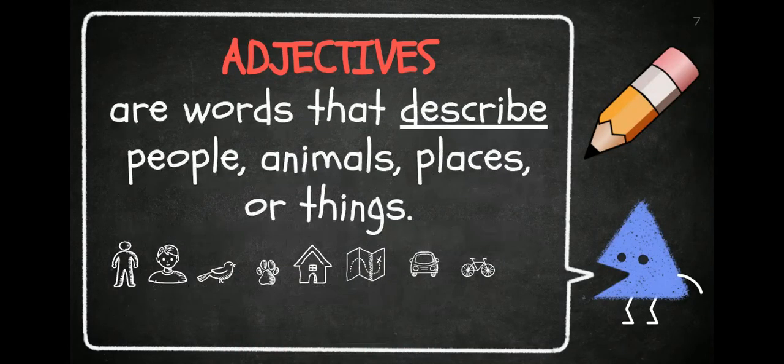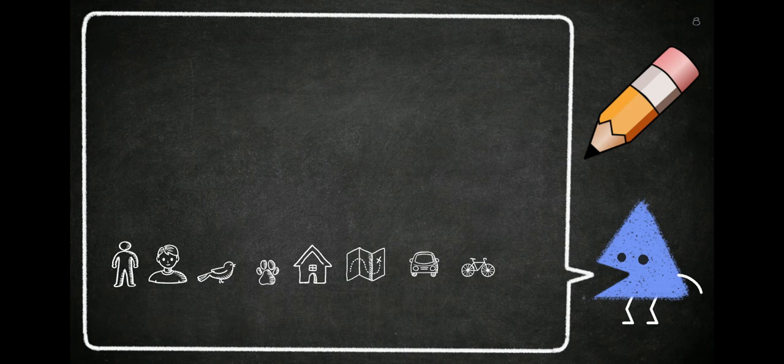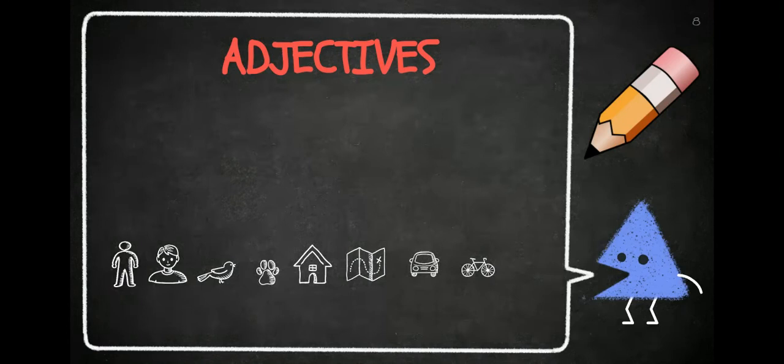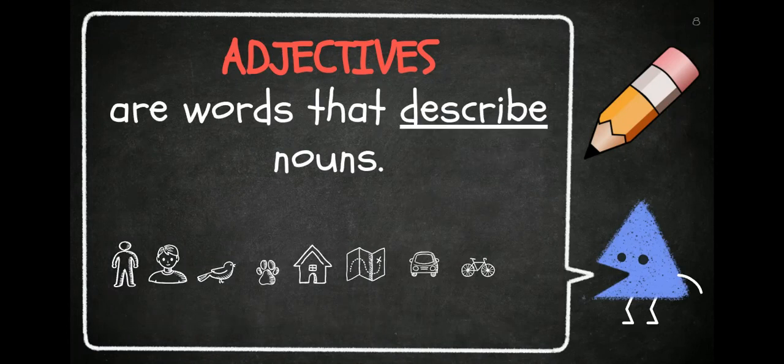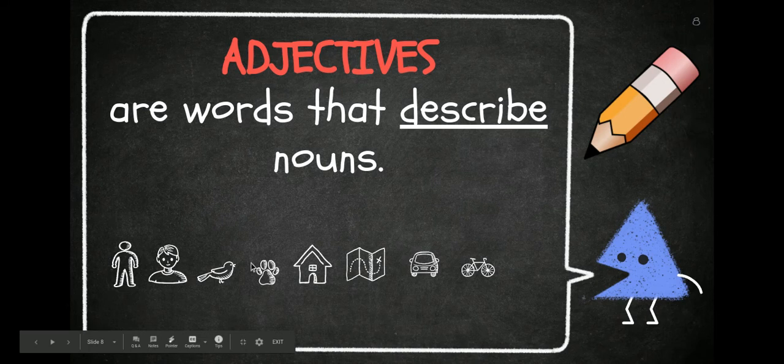Adjectives are words that describe people, animals, places, or things. Please make sure you write down this definition. Remember, every time that you see the pencil on the screen, you should be writing down in your notes to make sure that you understand the lesson. Let's continue. Adjectives are words that describe nouns, since nouns are people, animals, places, or things.